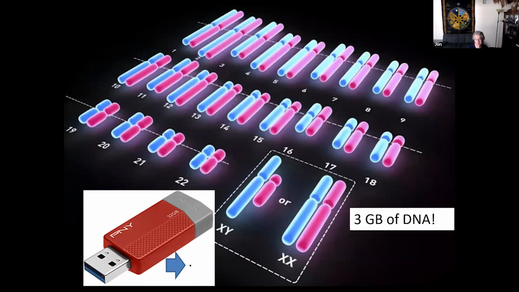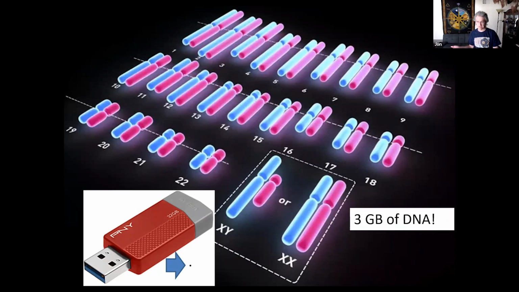Now, hold on a second. Someone might say, all right, well, hold on. If I have 3 gigabytes and I get my DNA from my mom and my dad, and they both have 3 gigabytes, if I got 3 gigabytes from mom, because that's what she has, and 3 gigabytes from dad, because that's what he has, how come I don't have 6 gigabytes? Shouldn't I have 6 gigabytes?